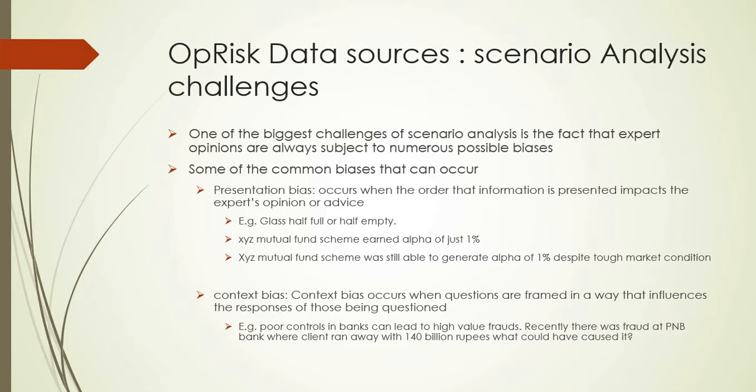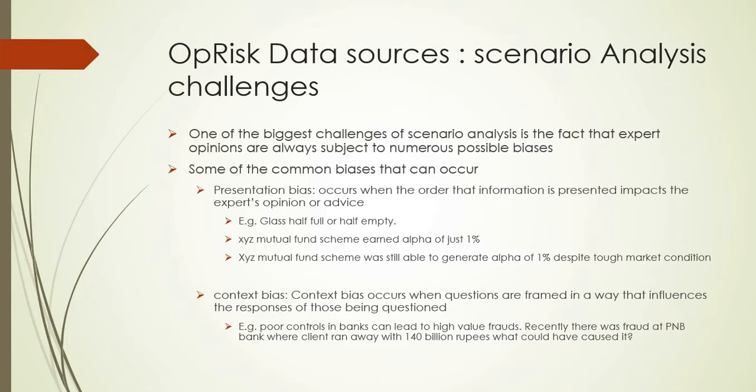Now if it is presented as the mutual fund scheme was still able to generate alpha of 1%, then it looks like it is doing very well, and it had some challenges, still it was able to generate alpha of 1%. Forget about the last line, despite tough market condition. If it is written as the XYZ mutual fund scheme was still able to generate alpha of 1%, you automatically think that there was tough market condition and you look at them in a positive way. So that's the difference presentation bias could lead to.